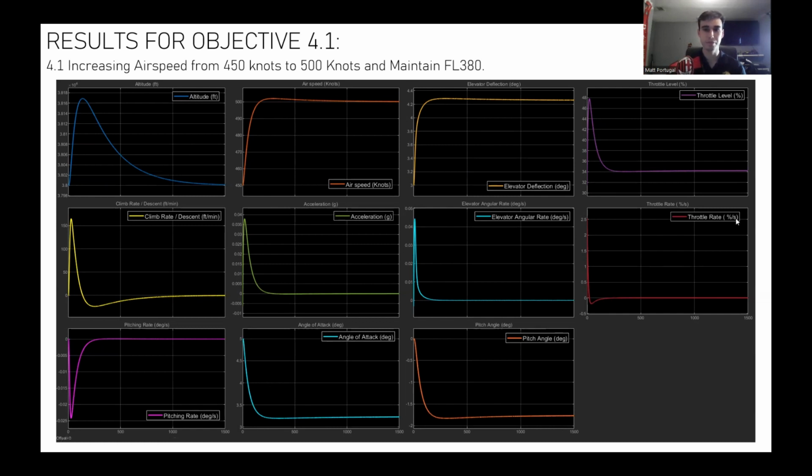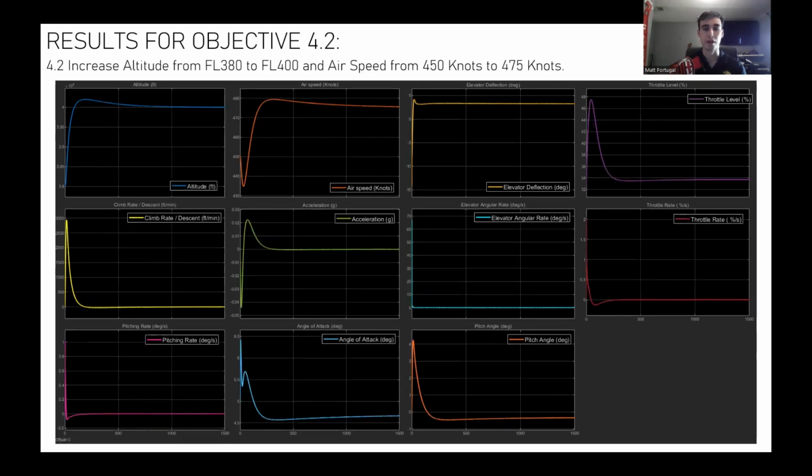These are the results for objective 4.2, increasing altitude by 2,000 feet to 40,000 feet and airspeed to 475 knots. Same thing, the altitude does increase to 40,000 feet relatively quickly, but it does stay within the climb rate requirement of 3,000 feet, just on the cusp. And the airspeed does increase by 25 knots to 475 knots. There are other requirements that are met: the elevator deflection does stay within plus or minus 20 degrees, and the throttle level does stay within 0 to 100%.